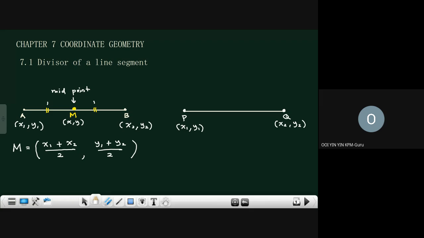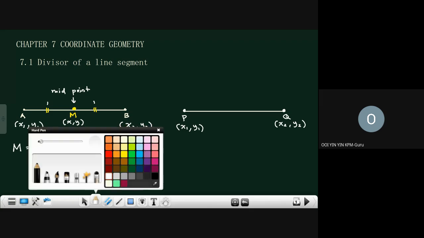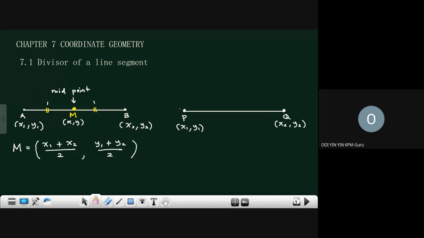Okay, now our case is that this point, like M, there's a point that lies on your P and Q, but now it's not on the center. It's not exactly at the center. Now it will slightly deviate from your center. Let's say here, it's not center. And then this point, let me label it PQ.